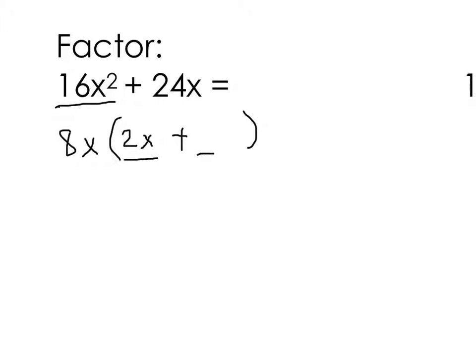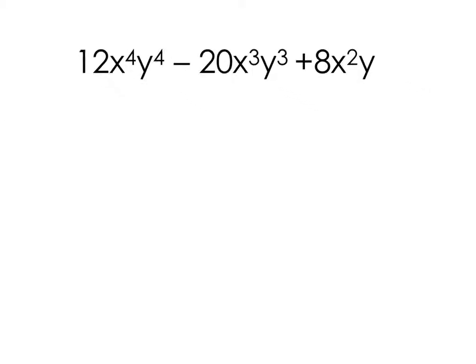Plus, we want to put something here so that when we multiply by 8x, we get 24x. 8x times what gives us 24x? 3. And sure enough, if you multiply through, you will get 16x squared plus 24x. When you factor, you always want to be able to multiply and get what you started with.